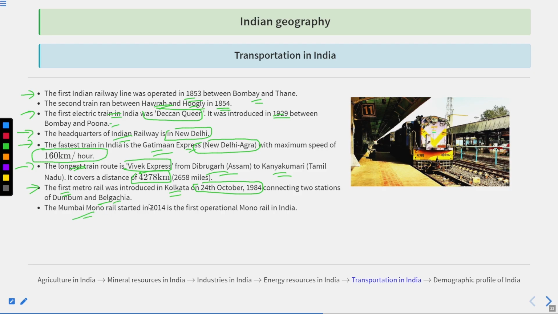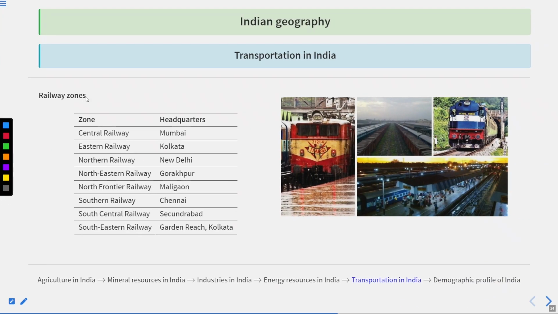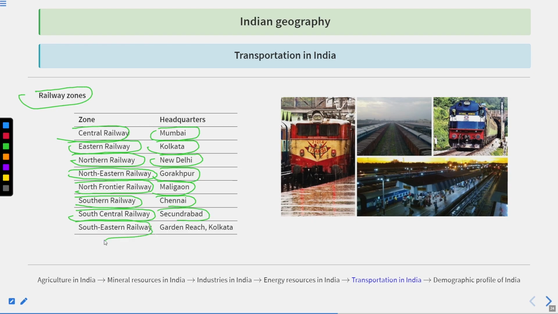Mumbai monorail, started in 2014, is the first operational monorail in India. If we talk about the railway zones that we have in India: Central Zone, headquarters Mumbai; Eastern Railway, headquarters Kolkata; Northern Railway, headquarters New Delhi; North Eastern Railway, headquarters Gorakhpur; North Frontier Railway, headquarters Maligaon; Southern Railway, headquarters Chennai; South Central Railway, headquarters Secunderabad; South Eastern Railway, Garden Reach, Kolkata.